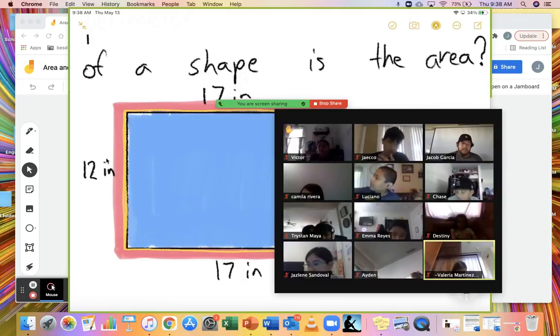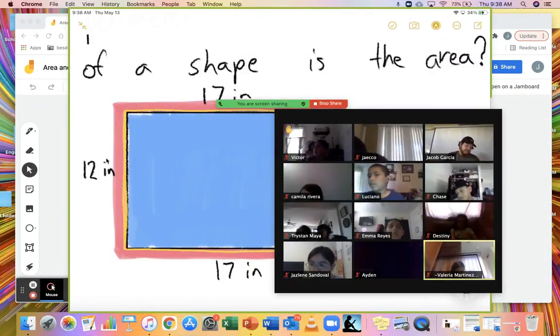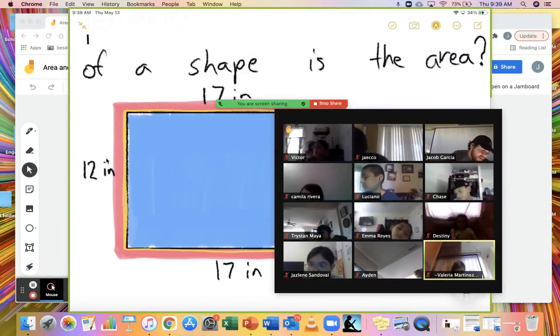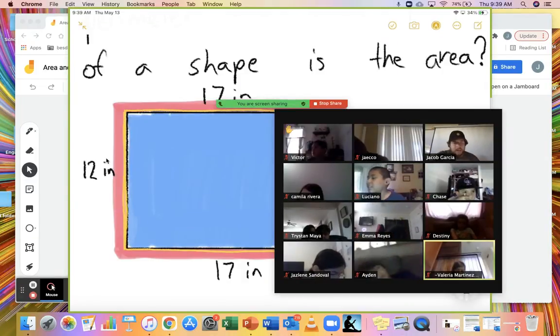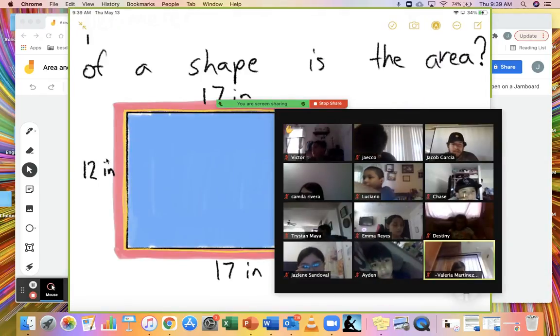It needs to have the measurement, the unit of measurement. So here we measure with inches because we're measuring lines. We're measuring the lines around the shape. But next we're going to do area. And when we're doing area, we don't use just a line to measure.